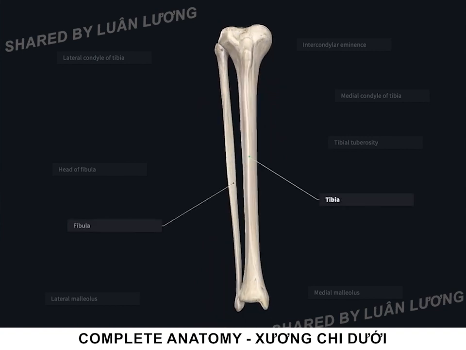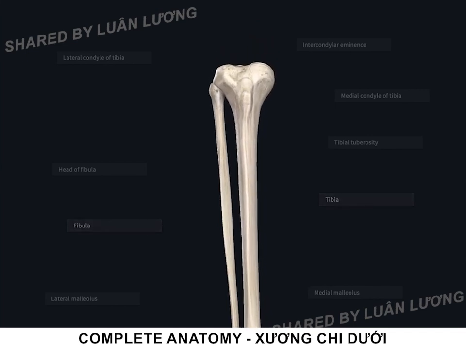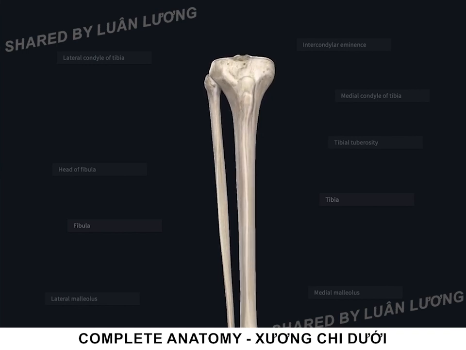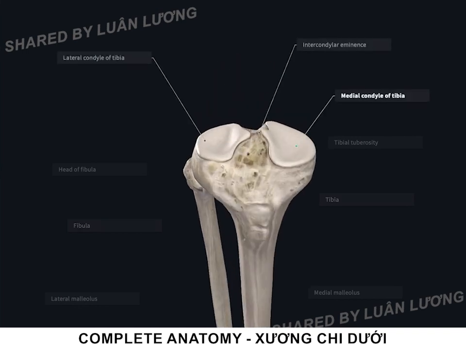So recall that the tibia is medially oriented and the fibula is laterally oriented. Now, as we look at these two bones superiorly, what we're going to see is that the tibia is going to have two projections of bone known as condyles. And there's a medial condyle and a lateral condyle of the tibia.